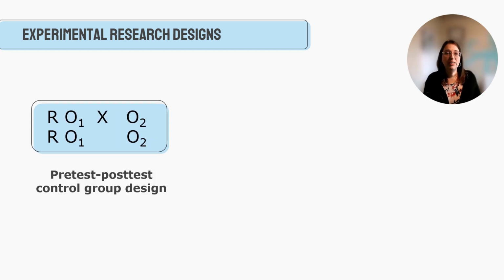So there are several different types of experimental research designs. One is called the classic experimental design or the pre-test post-test control group design. So in this one, you randomly assign participants to two groups. Both of them do a pre-test, and then one of them gets the intervention and both of them take the post-test. So this is great because it controls for things like history.